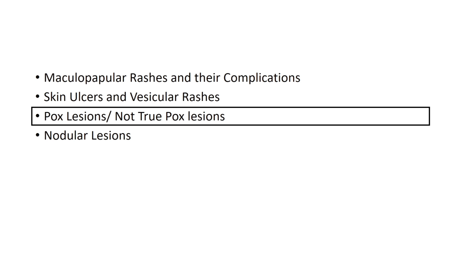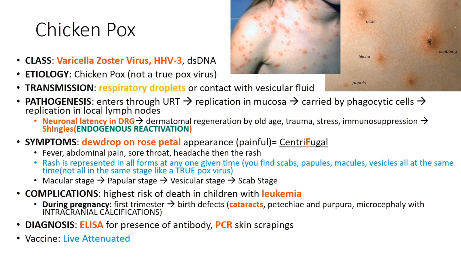All right, now on to our pox lesions and not true pox lesions. So chickenpox is our not true pox. This is caused by varicella zoster, or HHV3. That is actually more high yield than the varicella zoster virus name. You should definitely know that it is HHV3. She didn't even really mention it in our lectures. I had to look it up, and she asked questions using HHV3. That was one of our choices, and that was the correct answer. So definitely recognize that this is HHV3.